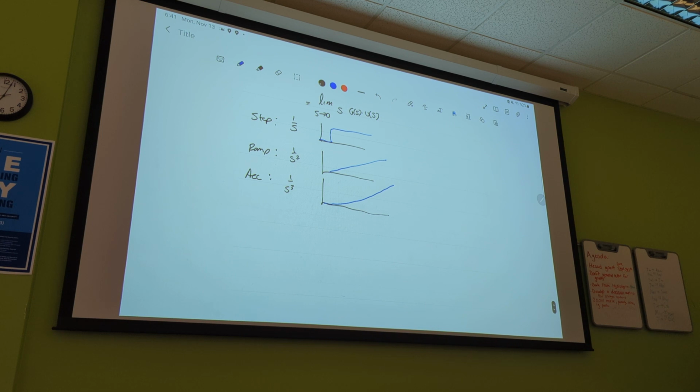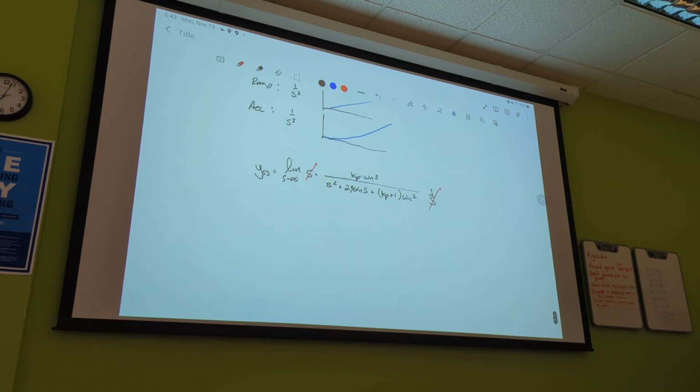So if we look at this one here, we want to find y steady state, which is equal to the limit as s approaches 0 of s times this transfer function here, times our control input in the s domain, which is going to be 1 over s. So this 1 over s is going to cancel out with that s. And then we just go ahead and evaluate the limit. So this will go to 0.